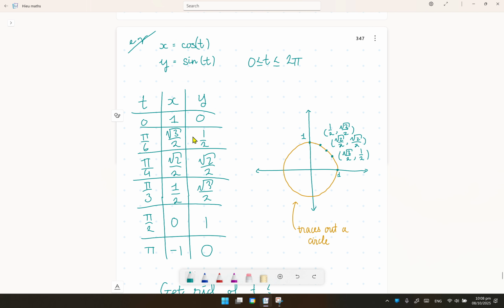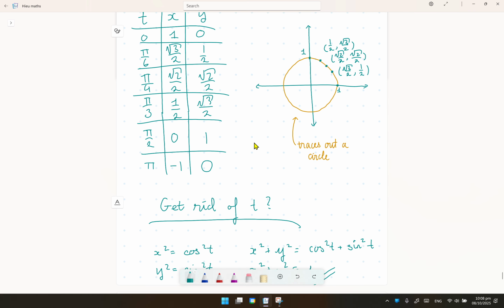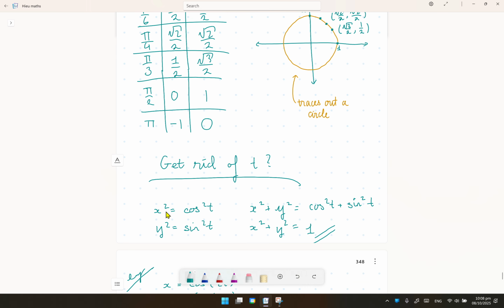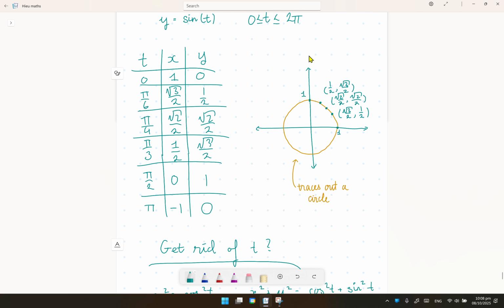And sometimes you want to get rid of t. This is the second method. We can get rid of t, right? So you can say x squared equals cos squared t, y squared equals sine squared t, so x squared plus y squared equals cos squared t plus sine squared t, which is equal to 1. And so now there's no t in the equation, right? T is still here: x squared plus y squared equals cos squared t. But when you use the trig identity to turn it into 1, there's no more t in this equation. And this is the definition of a circle, the graph of a circle.